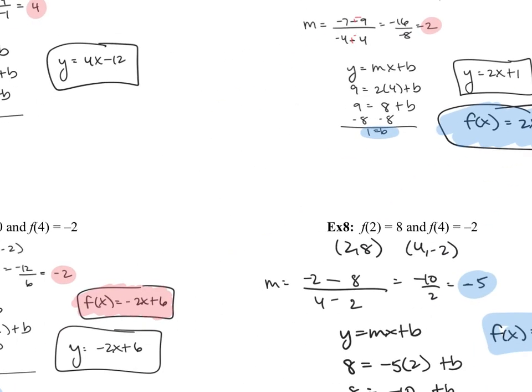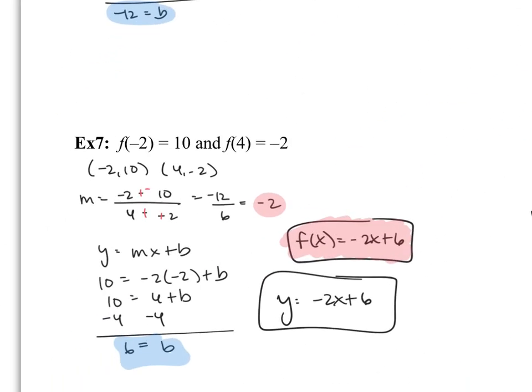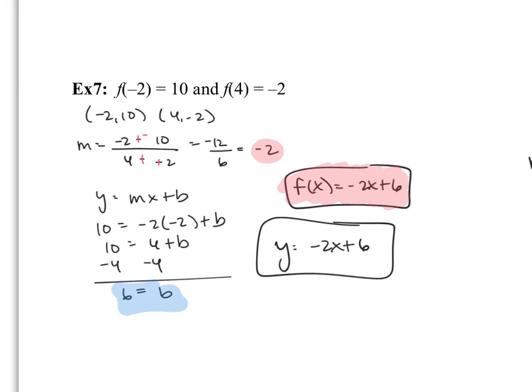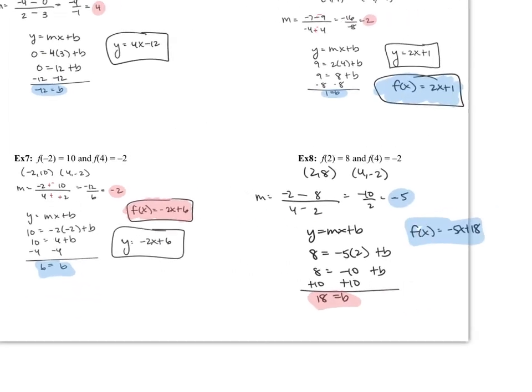For example 7, again, you have to start by setting up your ordered pairs, negative 2, 10, and 4, negative 2. You're going to end up with a slope of negative 2 after doing the subtraction fraction. And then I happen to choose this first ordered pair here, but again, it wouldn't matter. You might have chosen this one because it has smaller numbers. Either way, you're going to get a y-intercept of 6 for a final answer of y equals negative 2x plus 6, or in function notation, f(x) equals negative 2x plus 6.